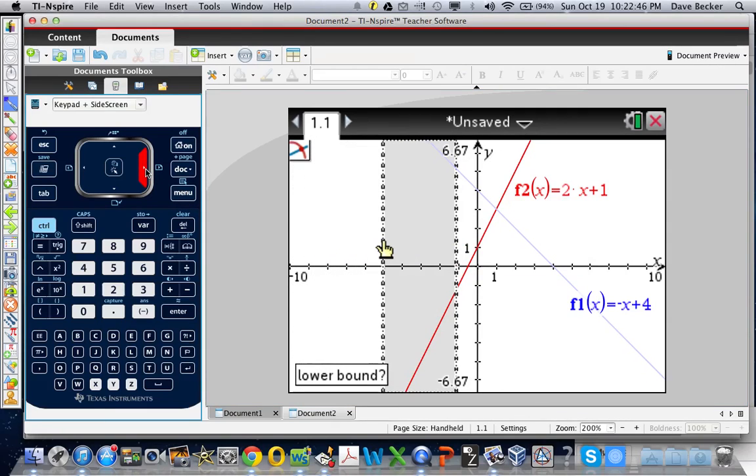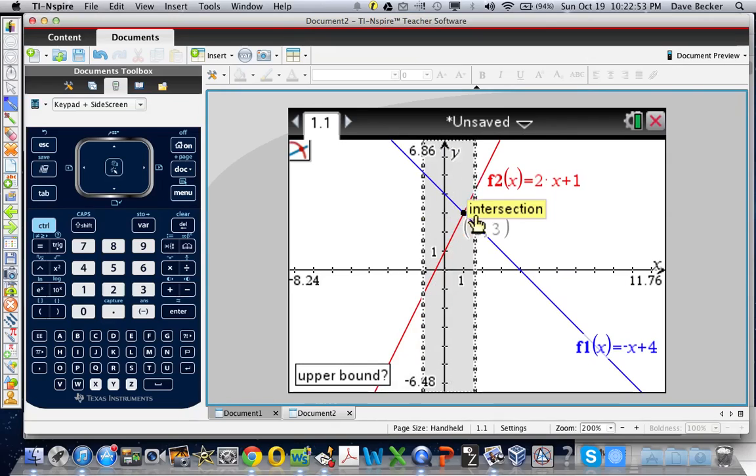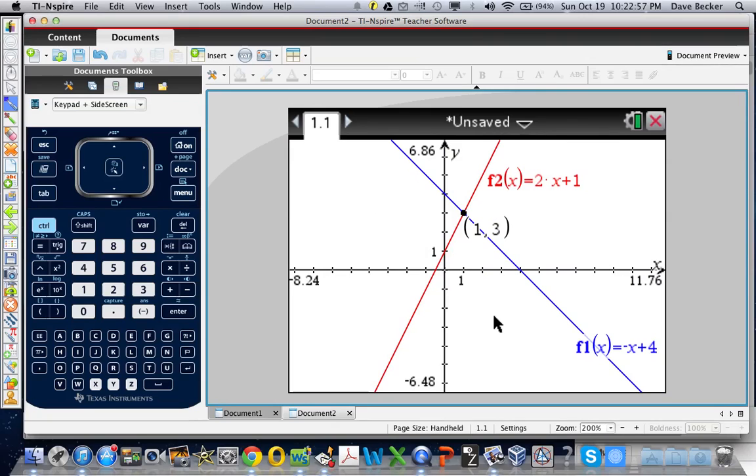It takes a while, or you can just use this little mouse pad to click and, oops, I totally messed that up, to click and drag, there we go, until the point pops up, and the answer is 1, 3.